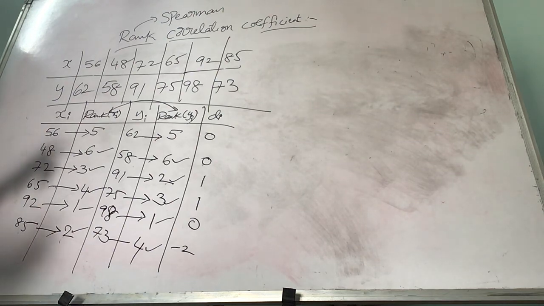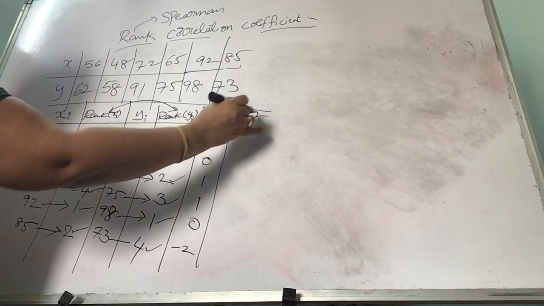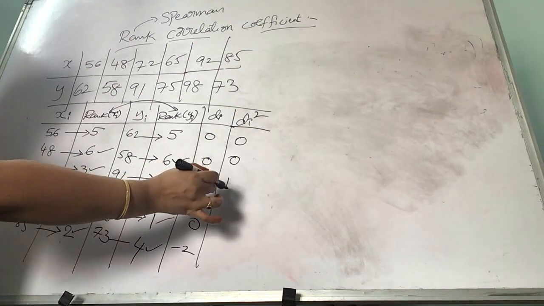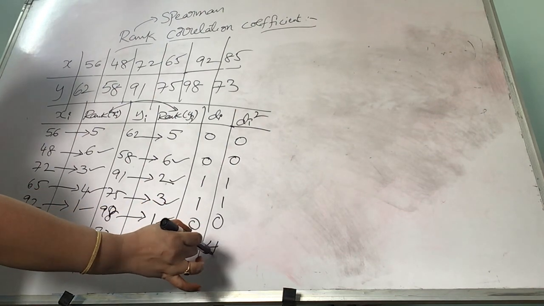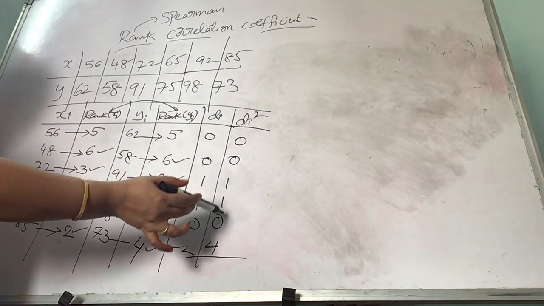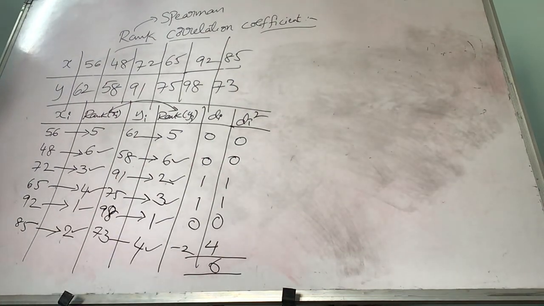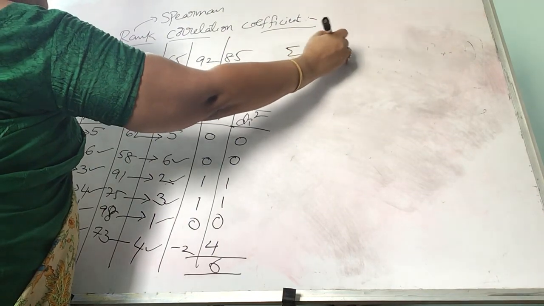To calculate the rank correlation coefficient, we have to find di square values. So next we calculate di square. That means the square of these di values. 0 square is 0, 0 square is 0, 1 square is 1, 1 square is 1, 0 square is 0, minus 2 whole square is 4. Add all these values, di square: 0 plus 0 plus 1 plus 1 plus 0 plus 4. We get 6. Summation of di square is equal to 6.